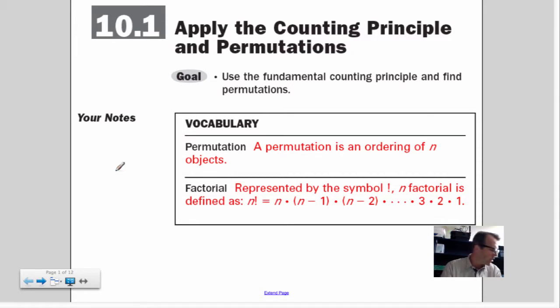So we're in Chapter 10. The title of Chapter 10 is Counting Methods and Probability. Of our chapters, it's probably the least mathy. It's quite wordy, a lot of word problems, a lot of common sense thinking, and practice. The more you practice, I think the better you get at it.